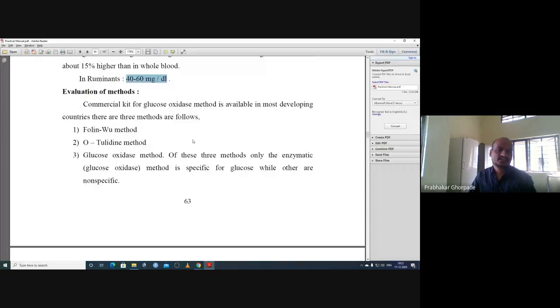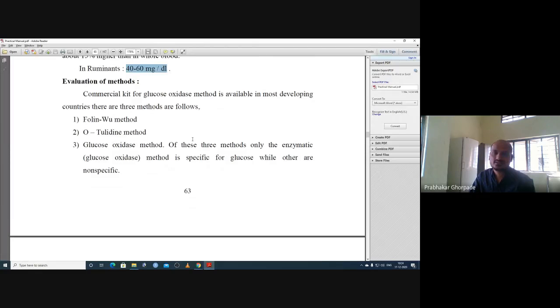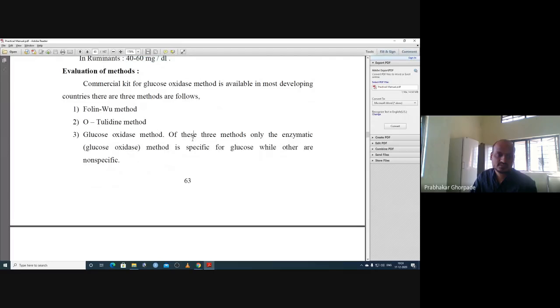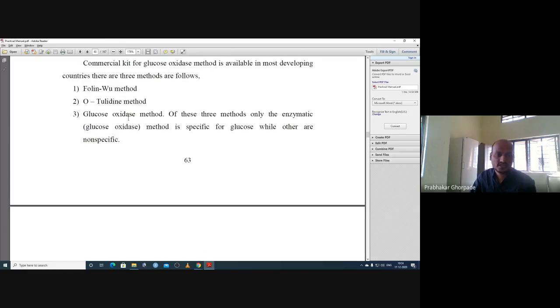So the evaluation methods: a commercial kit for glucose oxidase is available in most developing countries. There are three methods. We have this kit-based method, and third, the glucose oxidase method. Other methods are the Folin-Wu method and the o-toluidine method. Of these methods, only the enzymatic glucose oxidase method is specific for glucose, while the others are non-specific.